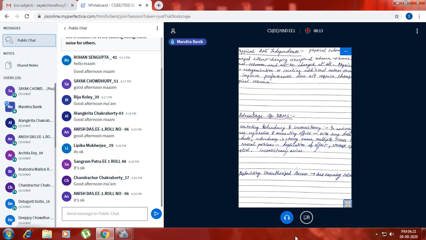Advantages of DBMS: controlling redundancy and inconsistency. Redundancy means actually repetition. So using DBMS, we can control redundancy and inconsistency.